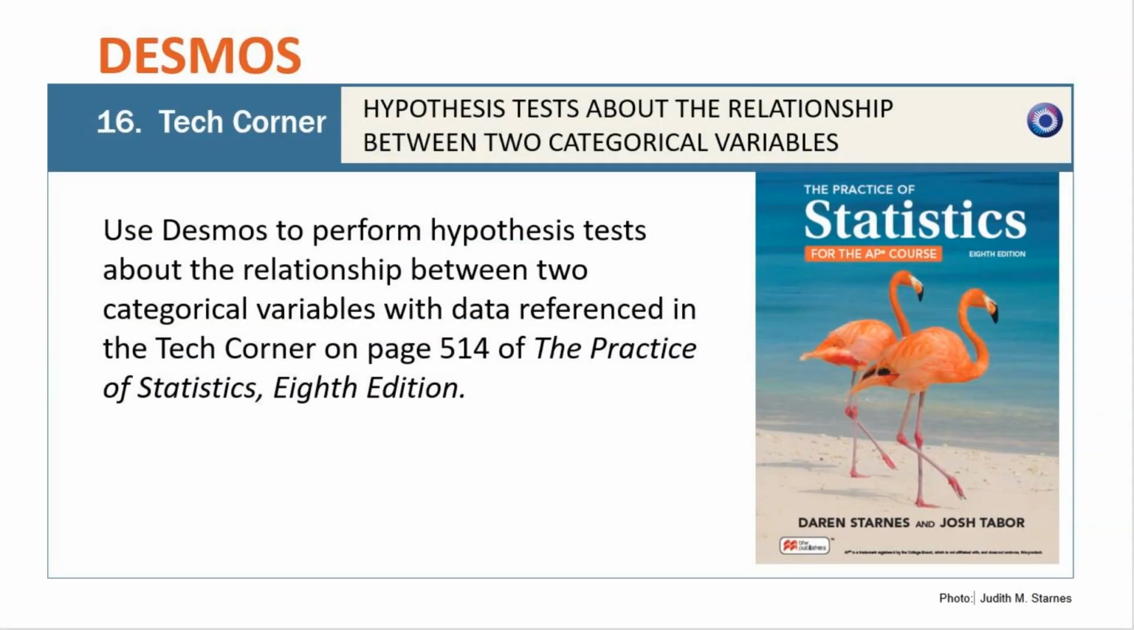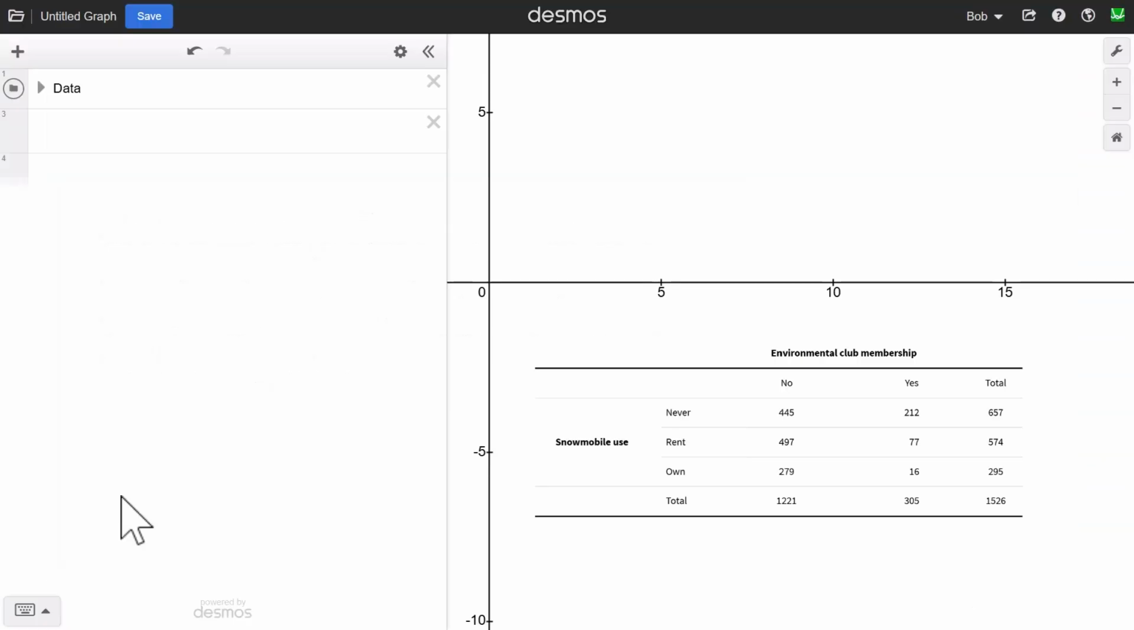In this video, you will learn how to use the Desmos calculator to conduct a hypothesis test for the relationship between two categorical variables. The example we'll use comes from The Practice of Statistics and relates to the table you see here on the screen.